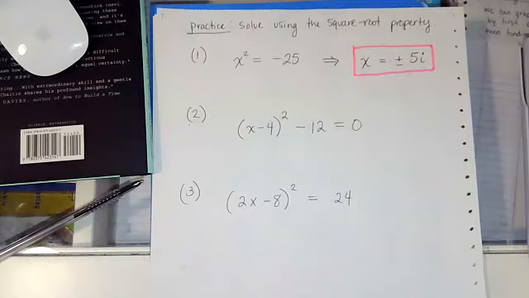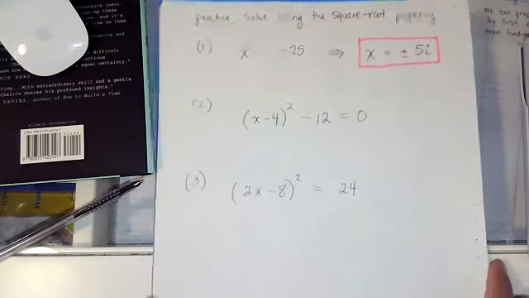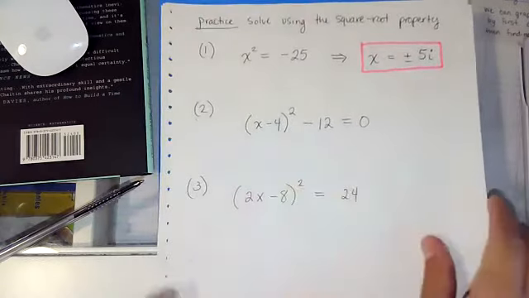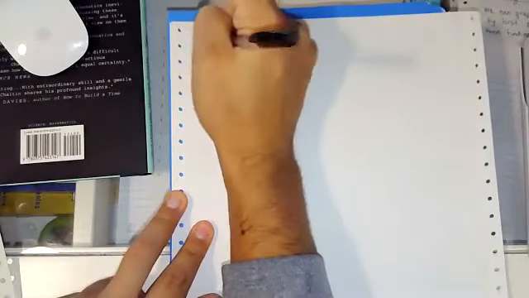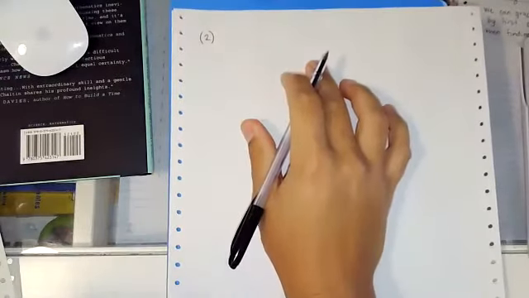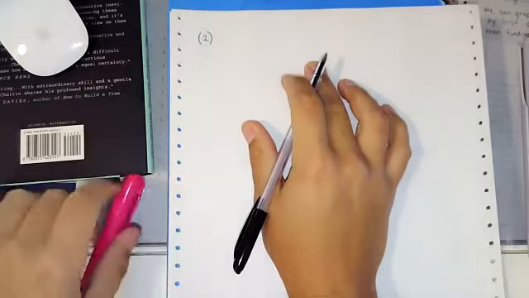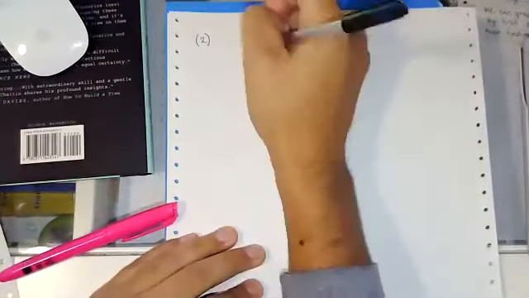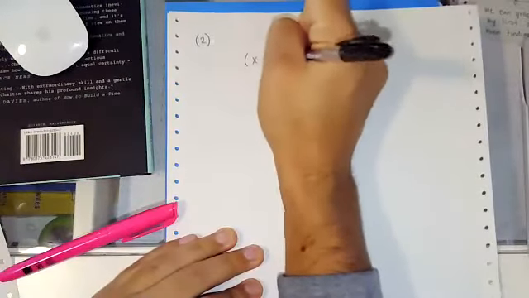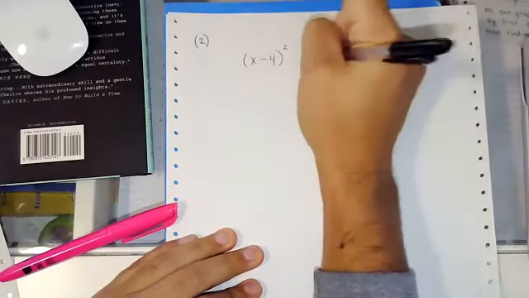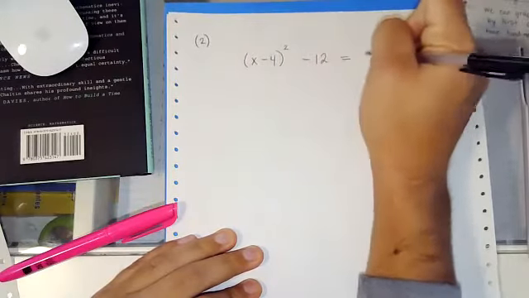Okay, well, this train is about to keep on rolling. We're about to leave the station. Let's go ahead and jump into number 2. And with great problems comes great necessity for more space. So let's start on a new page. x minus 4 squared minus 12 is equal to 0.